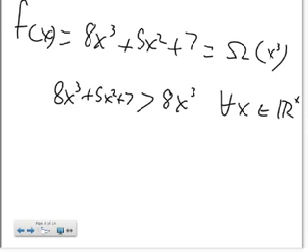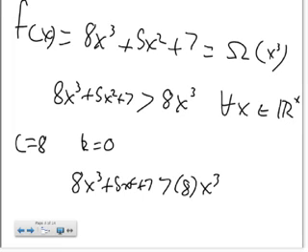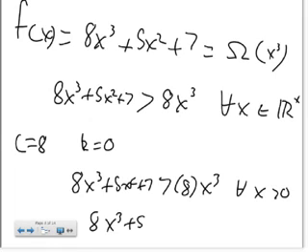And so if you choose your witnesses, or your constants, as c equals 8 and k equals 0, because x just has to be positive, you see that 8x cubed plus 5x squared plus 7 will be greater than your constant c times x cubed for all x that are greater than 0. And so this shows that 8x cubed plus 5x squared plus 7 is omega of x cubed.